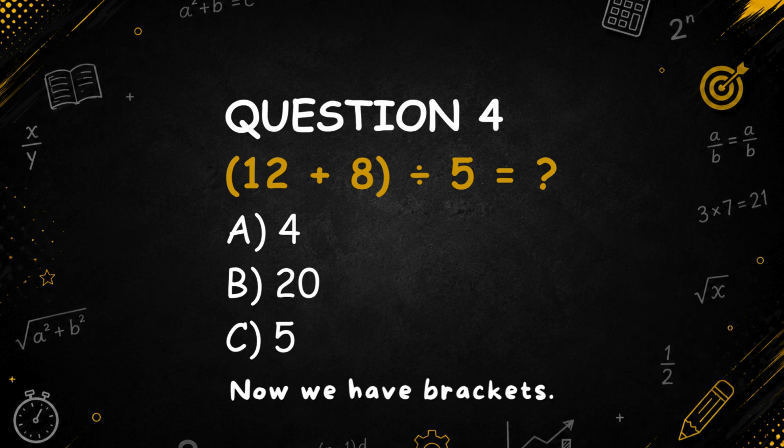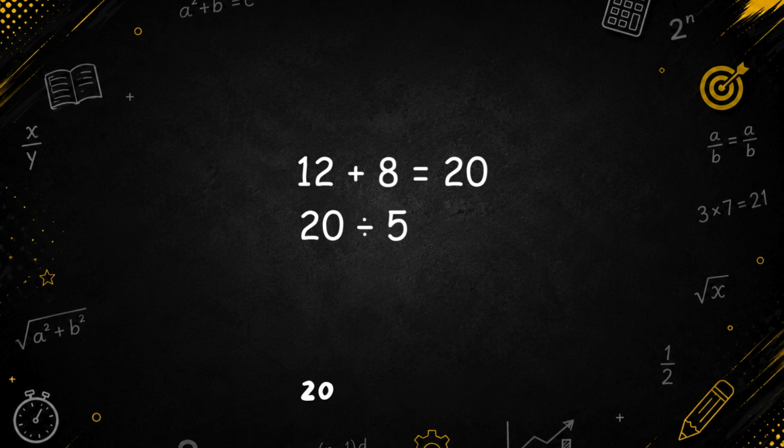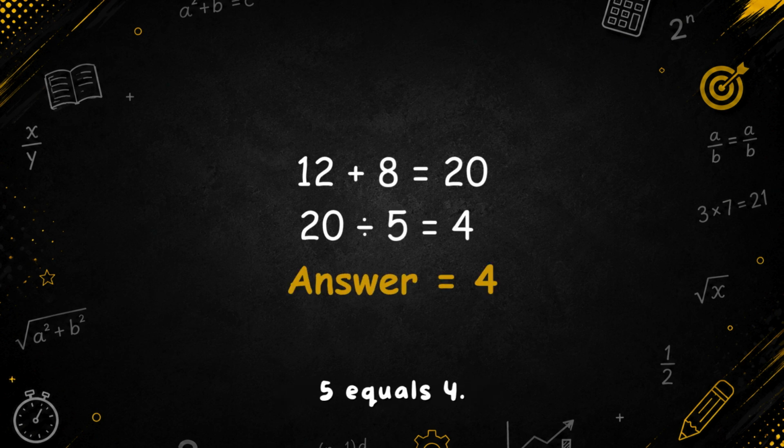Now we have brackets. According to BODMAS, brackets are solved first. 12 plus 8 equals 20. 20 divided by 5 equals 4. The answer is 4.